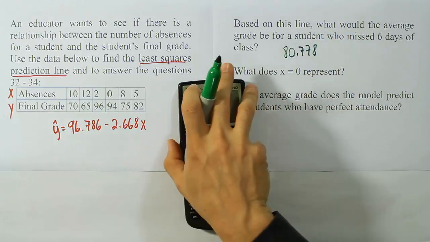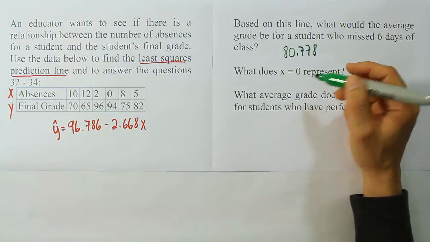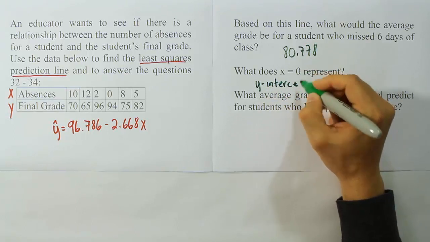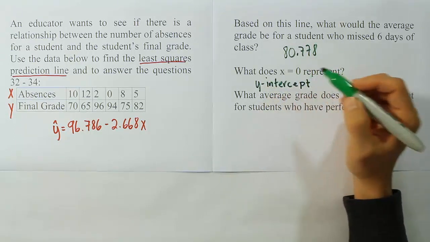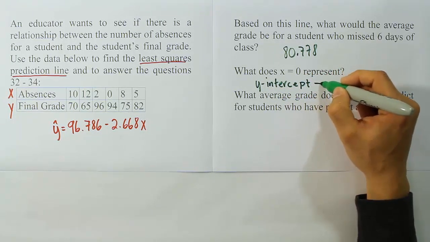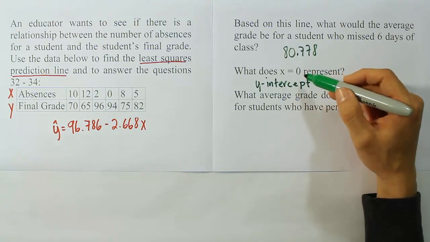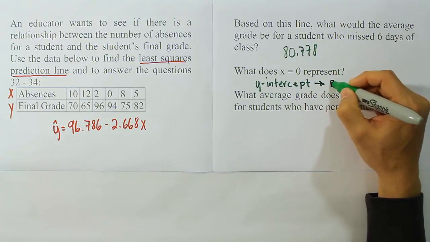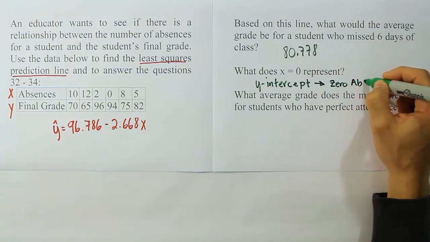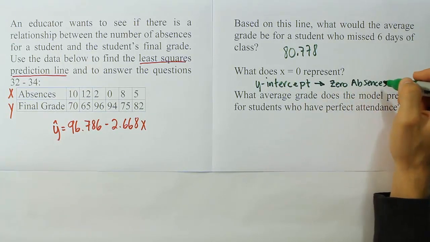All right, for the next question, they ask, what does x equals 0 represent? Well, of course, first of all, it represents the y-intercept, right? So that much we know for sure, that it represents the place where the line intersects the y-axis. But more importantly, for the practical real-world interpretation, it represents no absences for a student. So it represents 0 absences. Okay, 0 absences. So basically, perfect attendance, right?